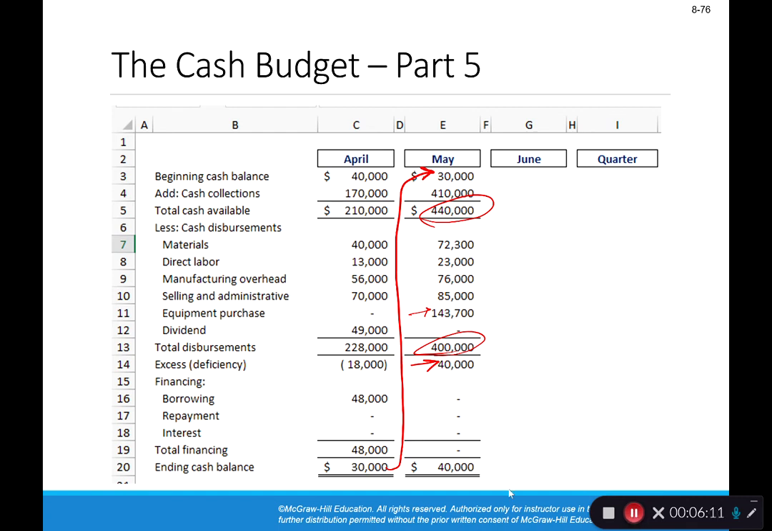Now, technically, because we have 40,000 and we only need 30, we could pay back $10,000. For some reason, the textbook decided, I guess, to simplify things and only pay back the loan at the very end of June. But technically, to be 100% accurate based on the assumptions, they said that we borrow at the beginning of the month and repay at the end. We should really repay $10,000 in May because we have excess. They didn't do that in this example, so I'm not going to do it, but I just wanted to point that out. So if a problem does say that you're repaying at the end of the month, because we have excess cash, we should technically repay some of that loan.